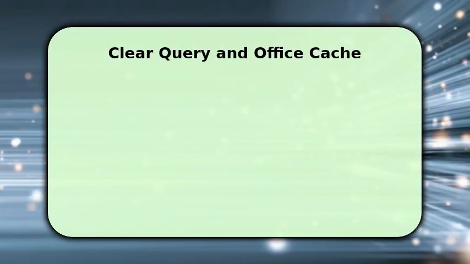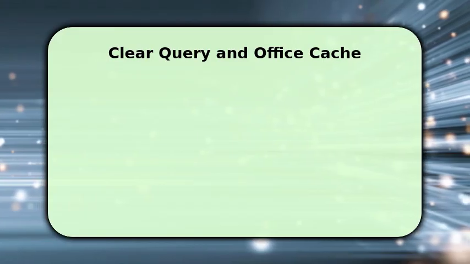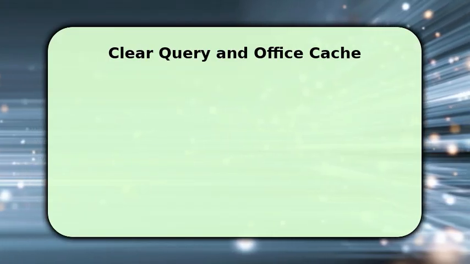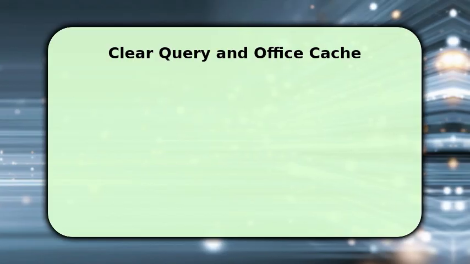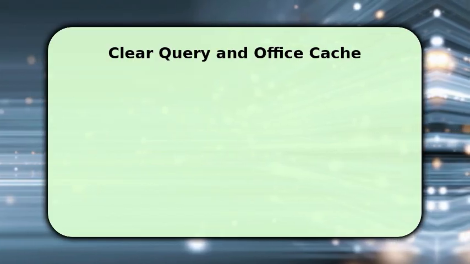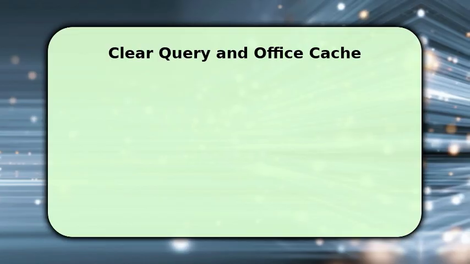Clear Power Query cache by opening Excel and selecting Data, then Get Data. Choose Query Options, then Global/Data Load, and click Clear Cache. To clear Office document cache, open the Office Upload Center or use Office settings to delete cached files.